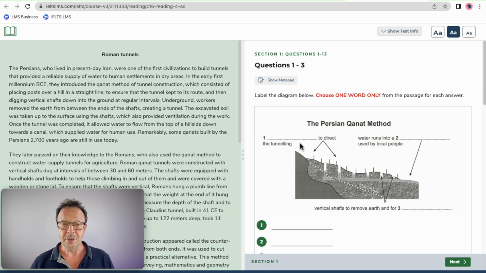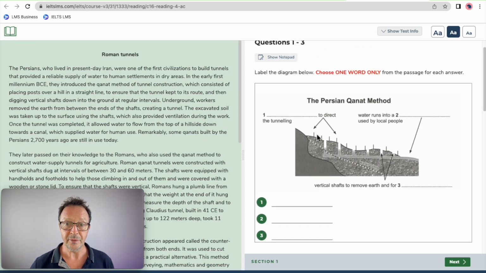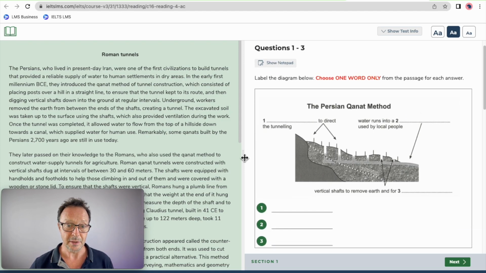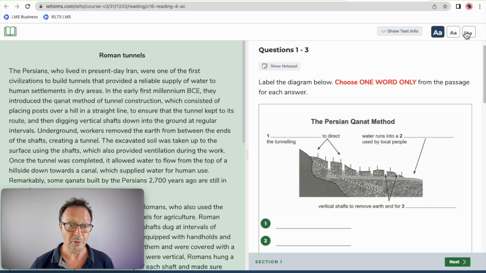Now what I like to do is look at each section of questions together. I don't read through the whole article first of all. I don't find that's useful personally, but some people do. I like to look at the set of questions. So here, let's have a look at the first set of 3 questions. We've got the notepad here if we want it, and we can change all of these settings if we want to.